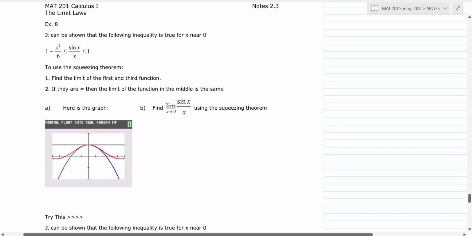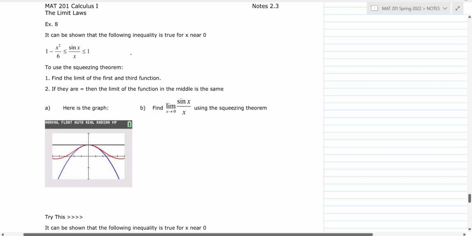What we're going to look at in the squeezing theorem is given an inequality. I'm not going to go through showing that this is true, but you have the function 1 minus x squared over 6 is less than or equal to sine of x over x less than or equal to 1. Okay, so this is true whenever x is near 0.